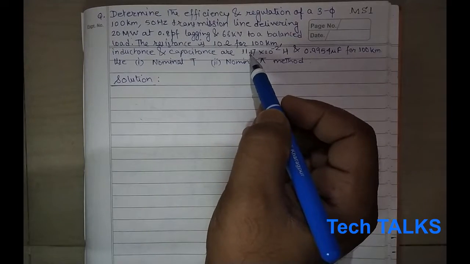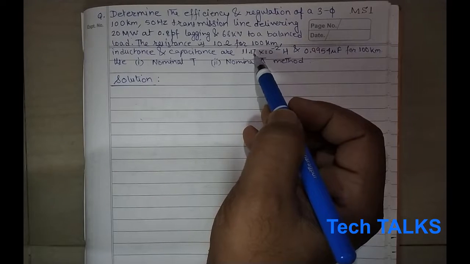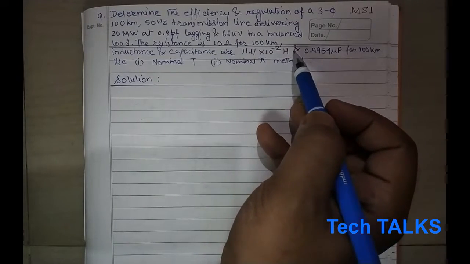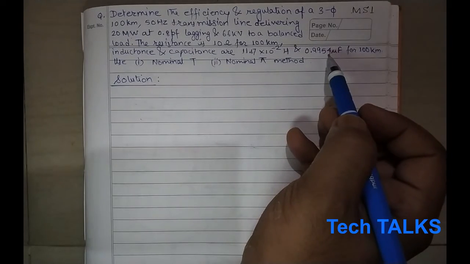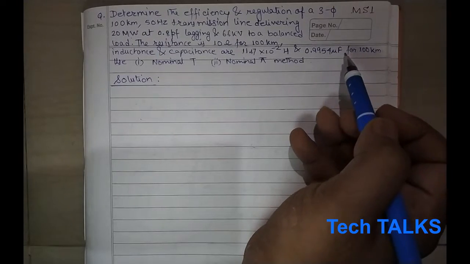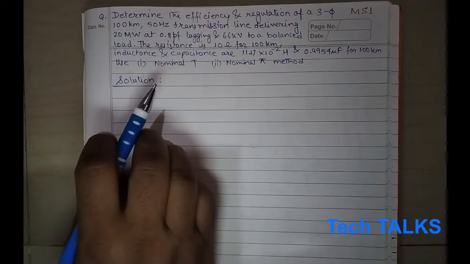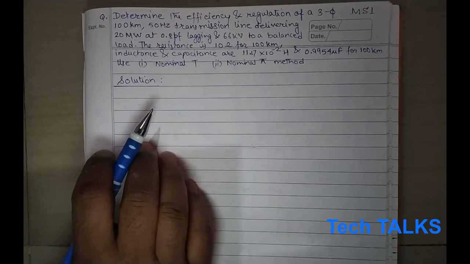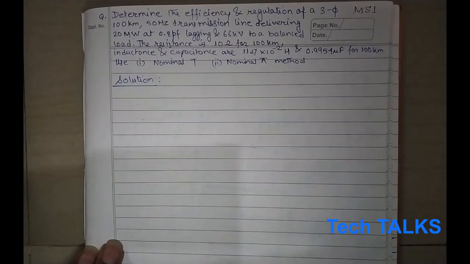Inductance and capacitance are 11.17 into 10 to the power minus 2 Henry and 0.9954 microfarad for 100 kilometer respectively. Now we have to use the nominal T and nominal pi methods. First I will show you using the nominal T method.